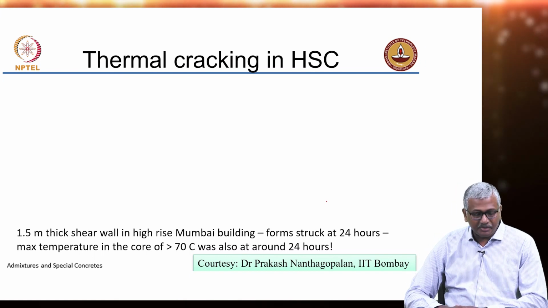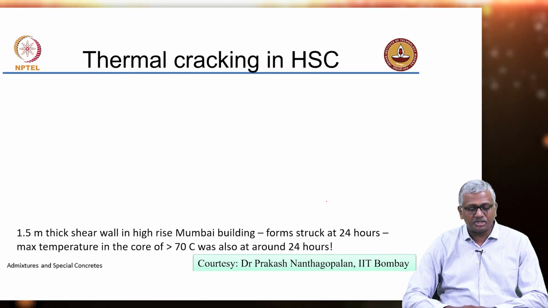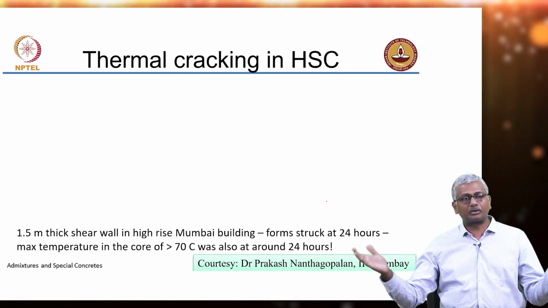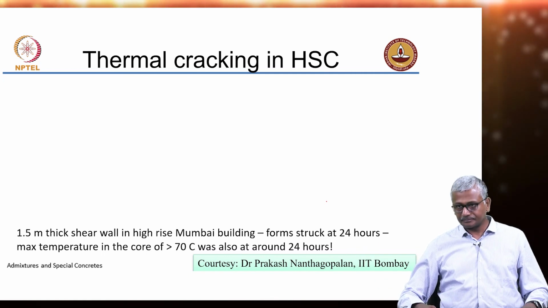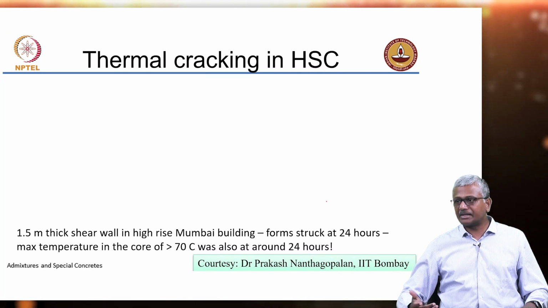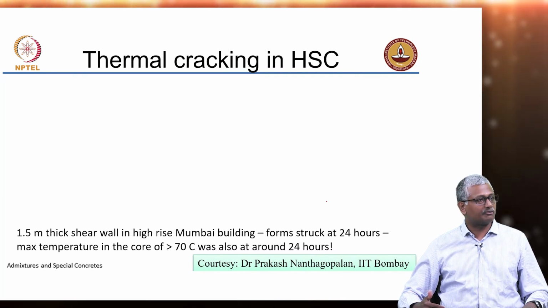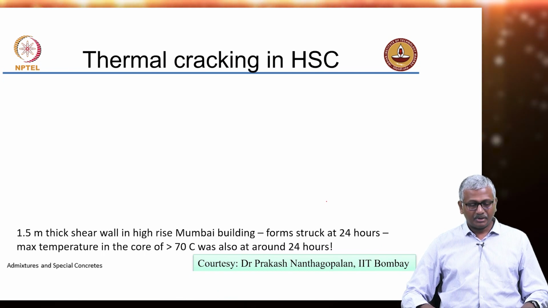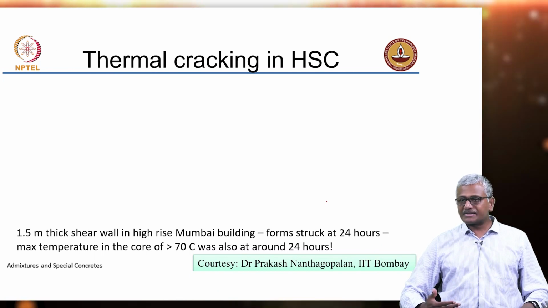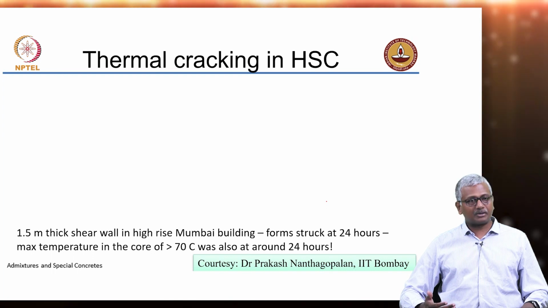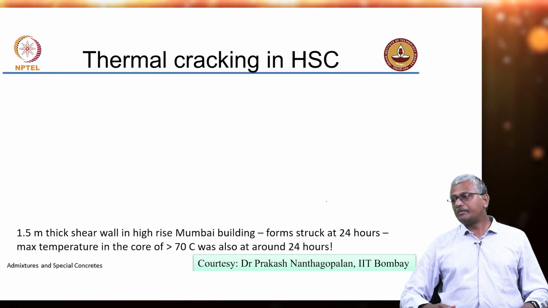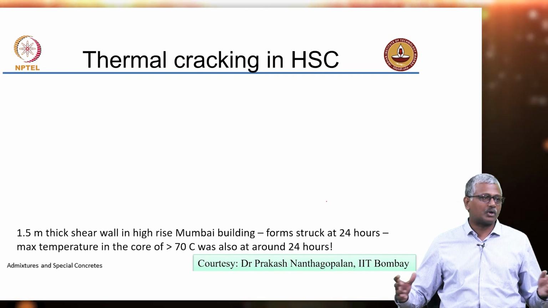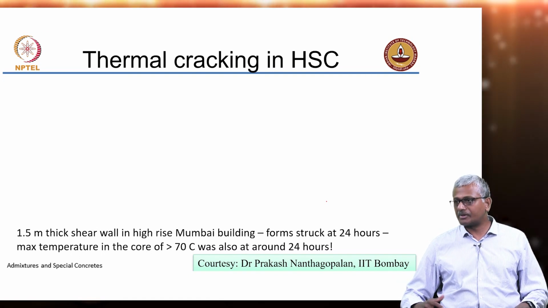This example is from a 1.5 meter thick shear wall in a high rise Mumbai building. The forms were struck or removed at 24 hours. Now, generally that is the tendency in most sites. At 24 hours we will remove the formwork and start curing of the concrete. What really happened in this case, they used an M60 grade concrete. 1.5 meters is a fairly thick section. It's almost like a mass concrete. Anything more than 1 meter can be considered as mass concrete.